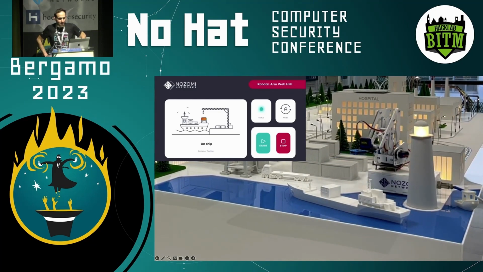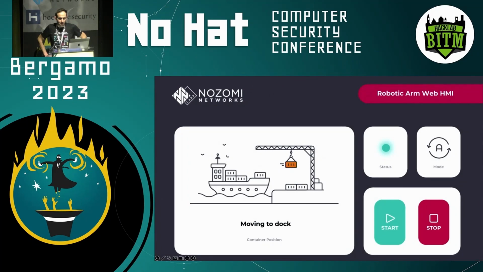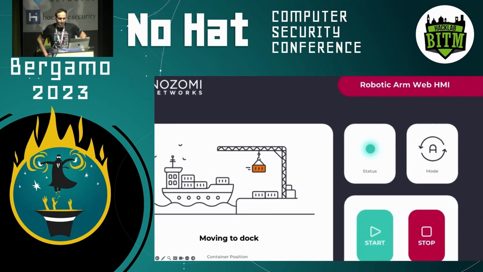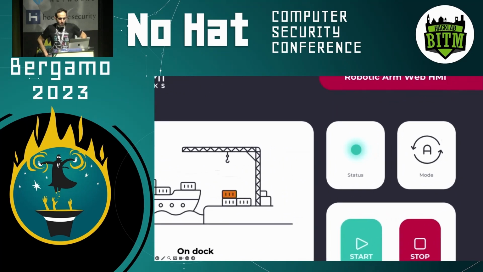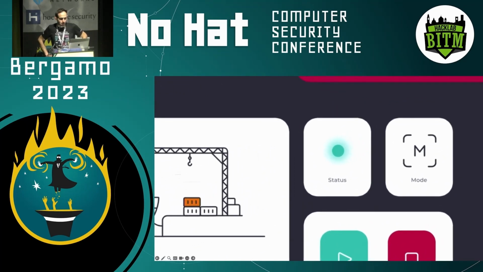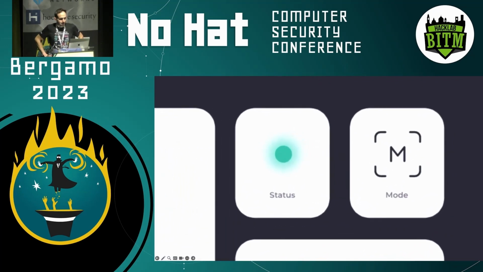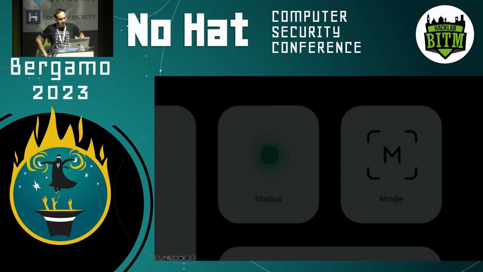Basically, when the HMI is running in automatic mode, the robotic port crane is running with its usual code. But it can be switched also into manual mode. And when it is in manual mode, the operator can control the robotic port crane manually. So let's see how it went.